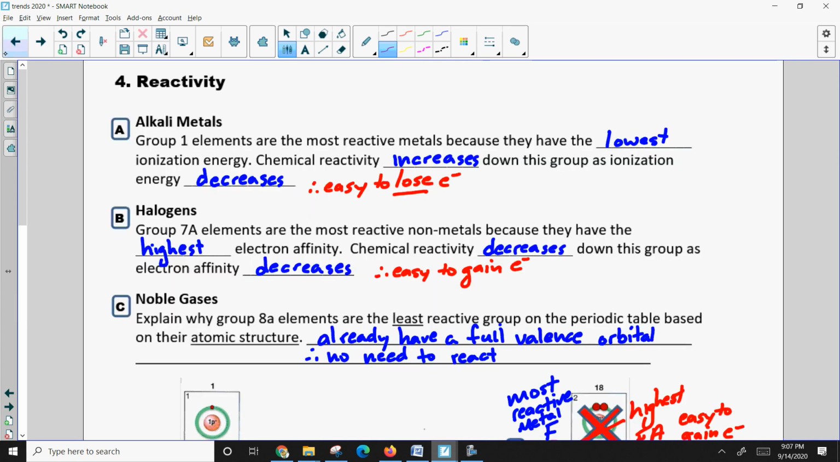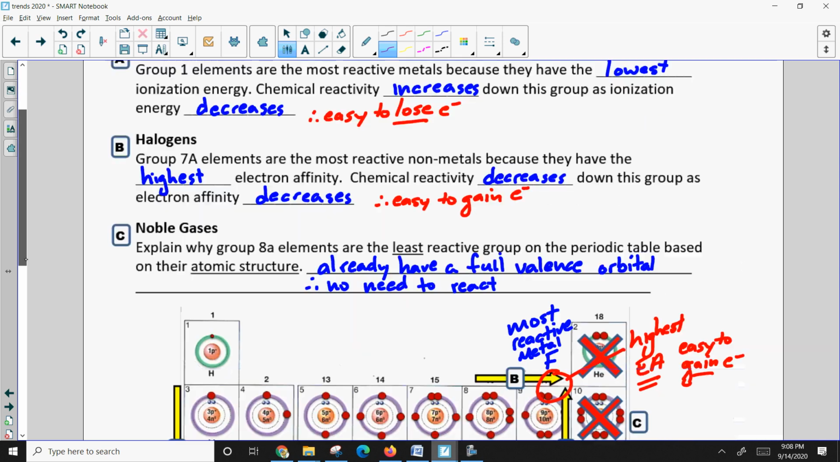So this is the little note over here. Again, alkali metals are the most reactive. They have the lowest ionization energy. It's the easiest for them to lose electrons. Halogens, why do they react? It's easy to gain electrons, so they have a very high electron affinity. And noble gases don't react at all.